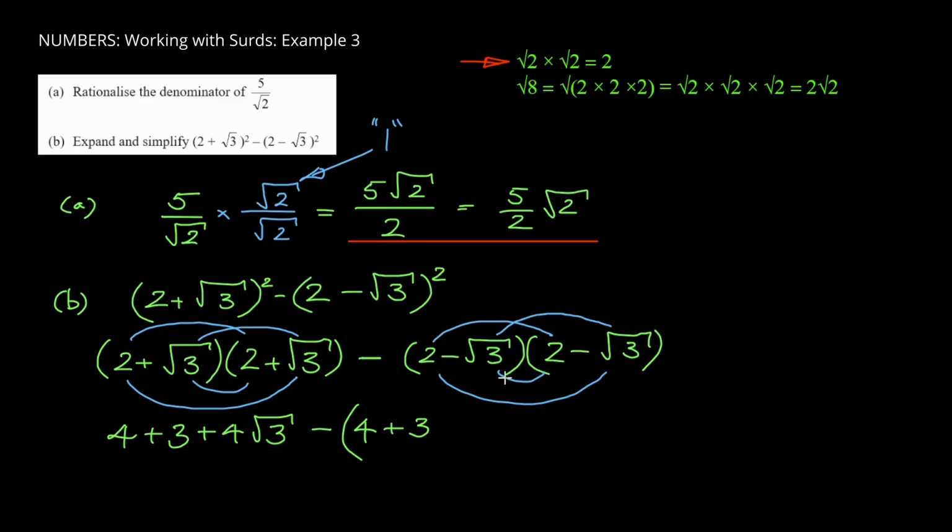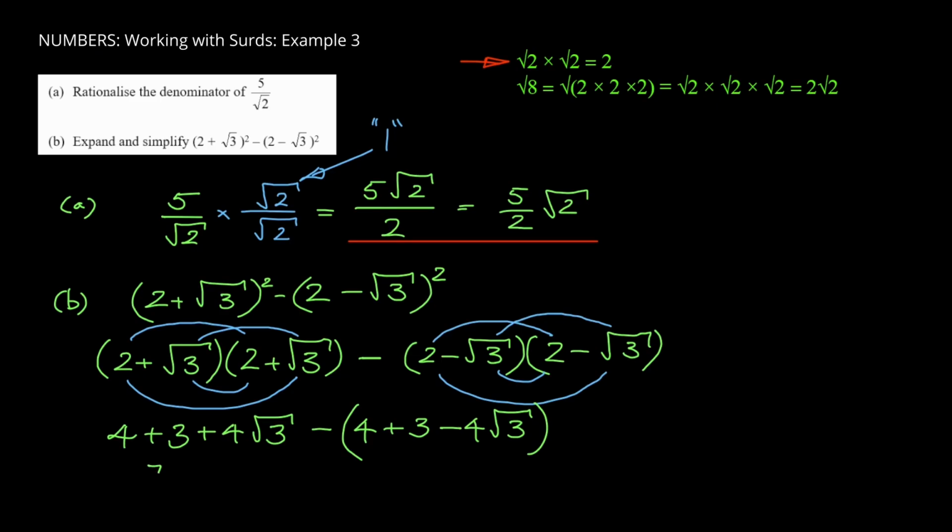Now underneath, what have we got? We've got negative 2 times root 3 and another negative 2 times root 3. So this is going to be negative 4 root 3. Now I'm going to close that bracket that I opened earlier. So simplifying further, what have we got?